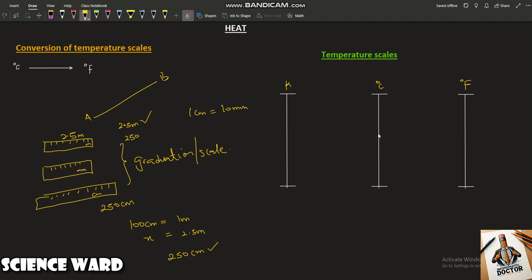Even though they are the same thermometer, if they are used to measure the same temperature, the value obtained in this case will be bigger, and the value obtained in this case will be smaller. We are going to look at this shortly. Let's get this out of the way.